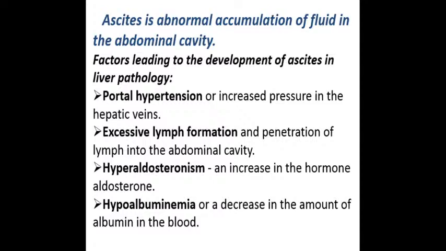Ascites is abnormal accumulation of fluid in the abdominal cavity. Factors leading to the development of ascites in liver pathology. The first, it is portal hypertension. Next, it is extensive lymph formation and penetration of lymph into the abdominal cavity. If the patient has increased hormone aldosterone in the blood, and in the blood we can see a decreased amount of albumin, hypoalbuminemia.